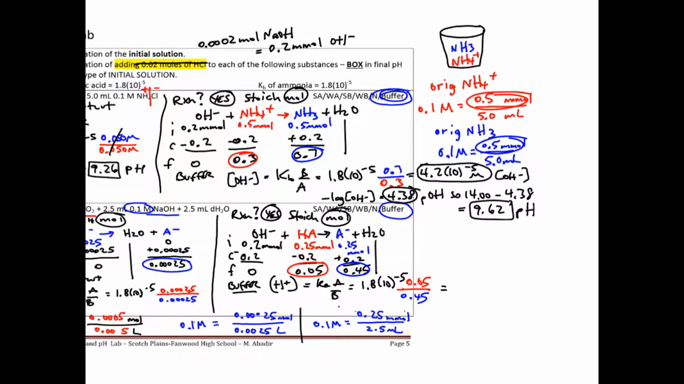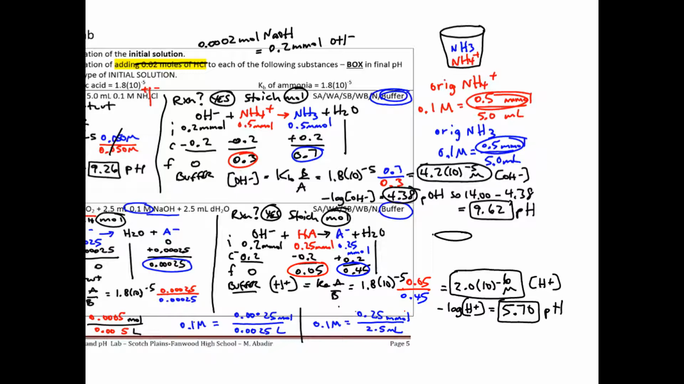I'm going to have to actually do this on a calculator because I wrote something wrong before. 1.8 negative fifth times 0.05 divided by 0.45 equals 2 times 10 to the minus sixth. Now remember, that's the molarity of the H plus. So then we're just going to take the negative log of H plus, and the negative log of this answer equals 5.70, which is fairly acidic, which makes sense because this is an acidic buffer.